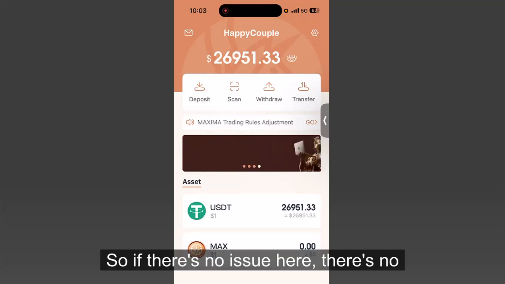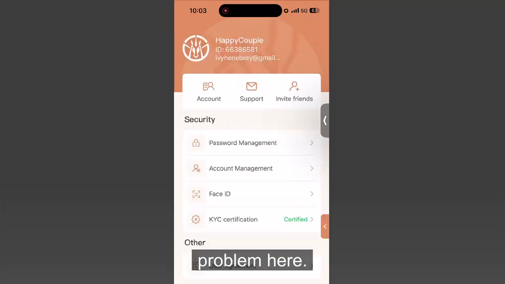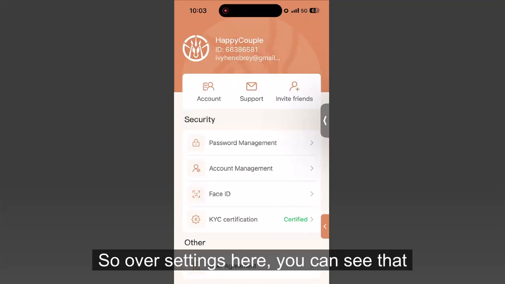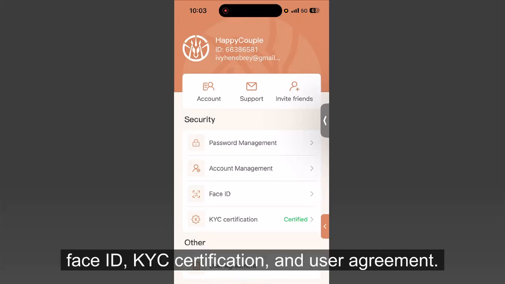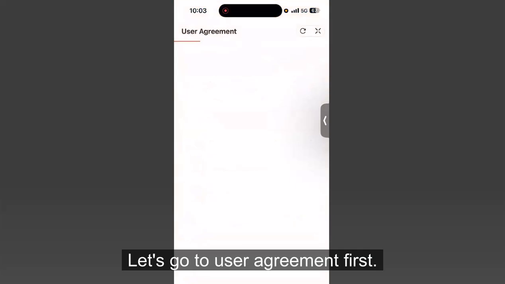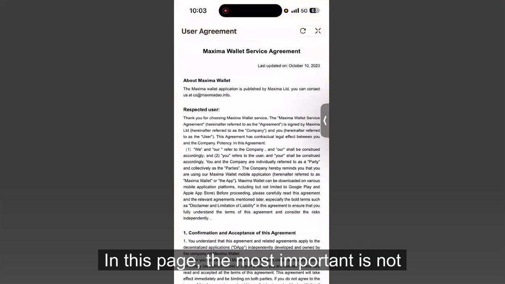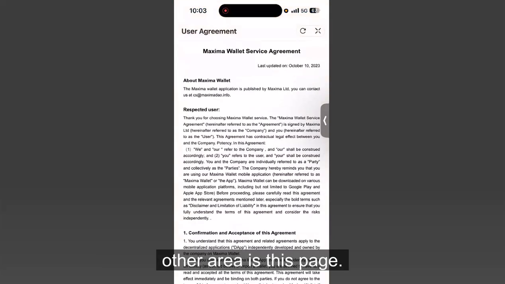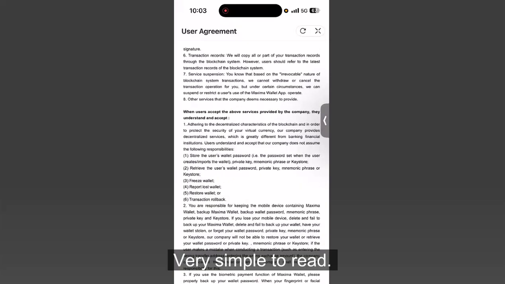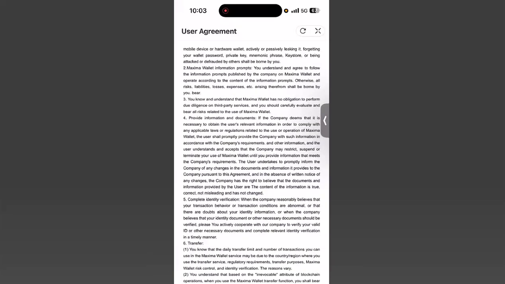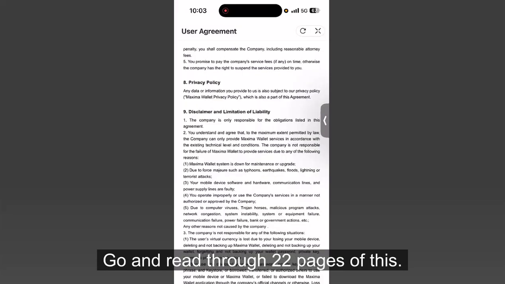Okay. So if there's no issue here, no problem here, let's move on to settings. All right. So over at settings here, you can see account support in reference, password management, account management, Face ID, KYC certification, and user agreement. Let's go to user agreement first. In this page, the most important is not other areas, it is this page. Go and read through 22 pages. It's only 22 pages. Very simple to read, very easy to understand. Okay, go and read through 22 pages of this.